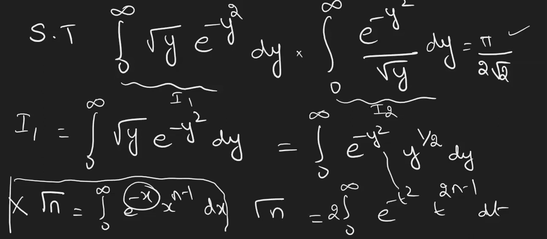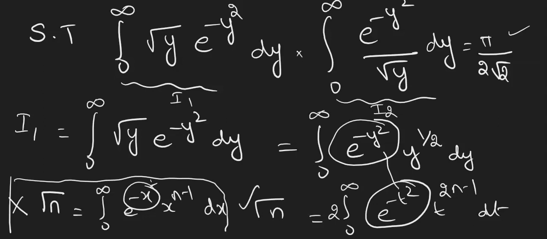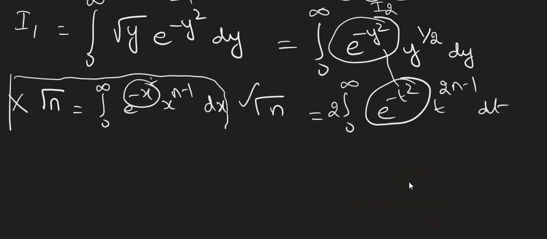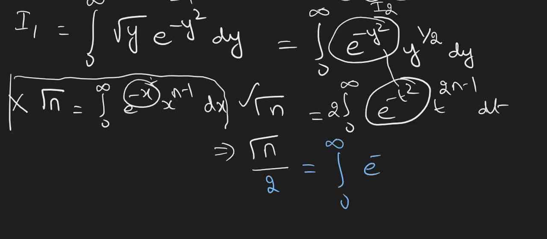Correct? In the place of y I have t. But what I should compare: e power minus something square means I can use this formula, and e power minus x means I can use the other formula. So I'm not going to use this, I'm going to use the second version. Of course this 2 is not there. So gamma of n by 2 is equal to integral 0 to infinity e power minus t square t power 2n minus 1 dt. So this is gamma of n by 2. Because the 2 is not there, I'm pushing this 2 down.